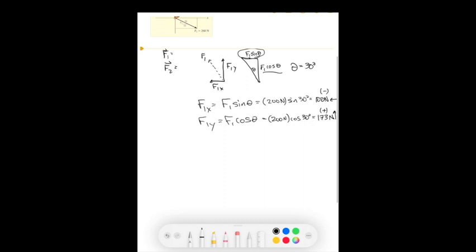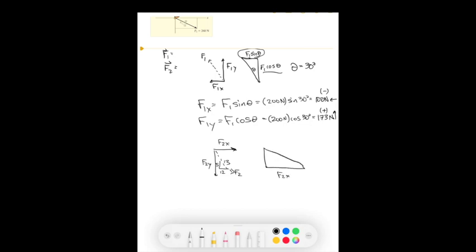Now we can do the same thing for F2. F2, in this case, points this direction, so we have the F2x and F2y. In this case, instead of an angle, we're given the dimension. So we see that for every 5 it goes down, it goes over 12, and the hypotenuse of that triangle is 13. So again, I'm going to draw a triangle here.